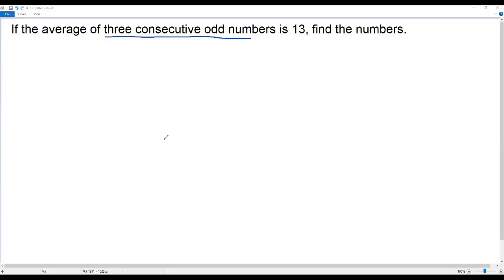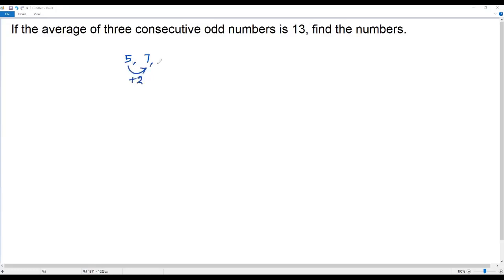three consecutive odd numbers. So there are three numbers and all three numbers are odd numbers, all of them must be consecutive. For example, if I assume 5 as the first odd number, what is the next consecutive odd number? So that's 7. So what should I do to get 7 from this 5? If I assume 5 as the first odd number, to get the next consecutive odd number, I have to add 2 to the first number.